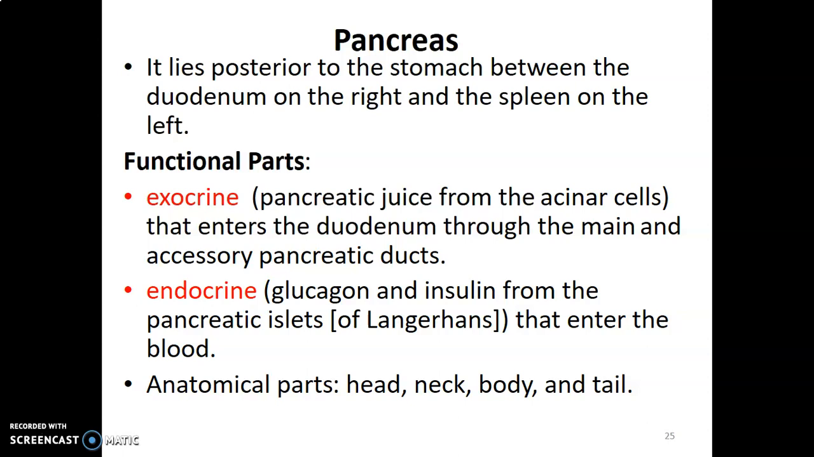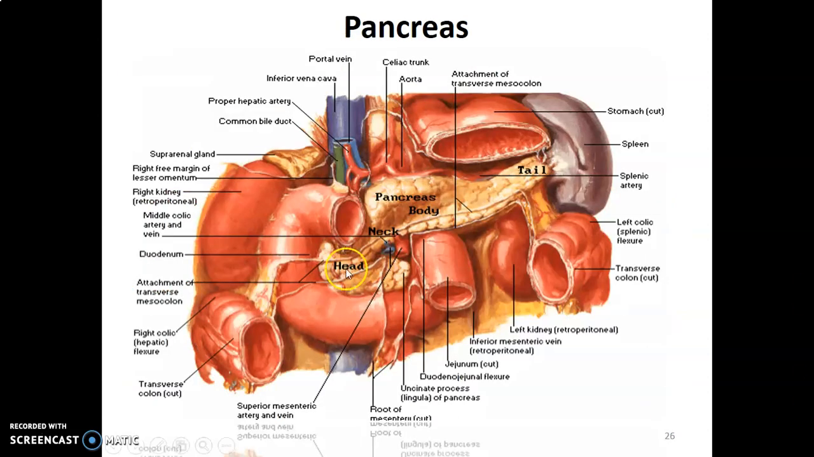It has an exocrine pancreas that will release alkaline juice containing enzymes into the second part of the duodenum, through the sphincter of Oddi by uniting with the common bile duct. Then we have the endocrine pancreas that is formed by the islets of Langerhans. Okay, this produces glucagon and insulin that will enter the blood. Gross anatomical parts, you have the head, the neck, the body, tail, and there's an uncinate process. Okay, so this is the head, the neck, this is the uncinate, is the body and the tail.